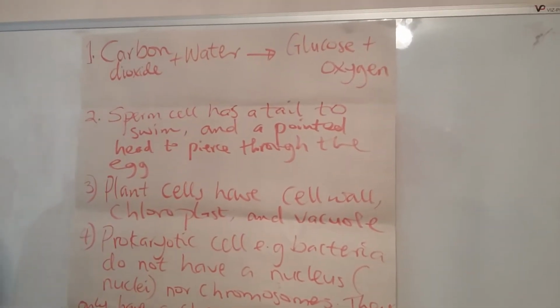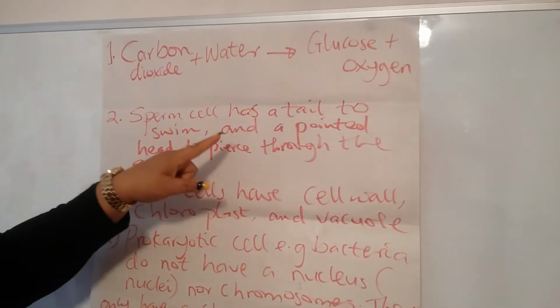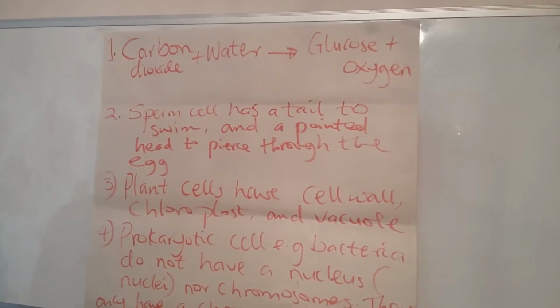And the second one is what are two adaptations of the sperm cell? The sperm cell has a tail to swim and a pointed head to pierce through the egg.